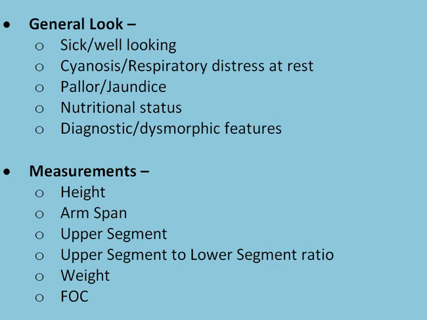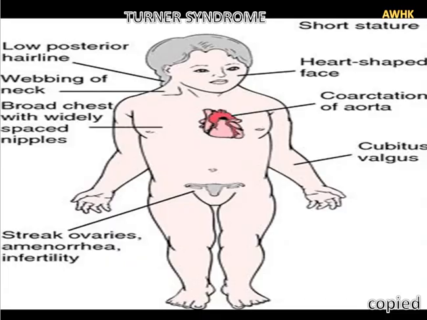Is there any cyanosis or respiratory distress at rest? Is there any pallor or jaundice? Nutritional status, diagnostic or dysmorphic features. So like in case of the Turner syndrome, which are usually short, the following are the dysmorphic features like low posterior hairline, webbing of the neck, broad chest with widely spaced nipples. So these are some of the dysmorphic features.